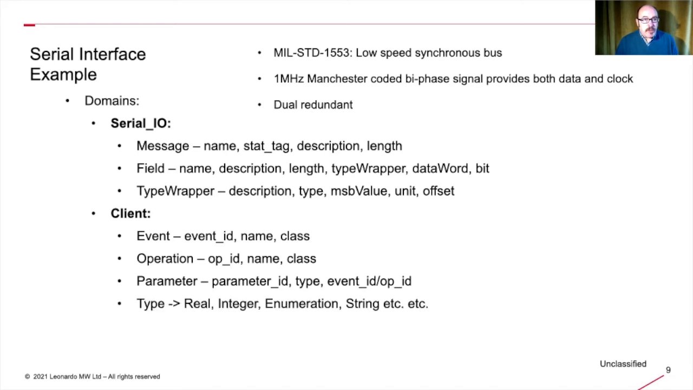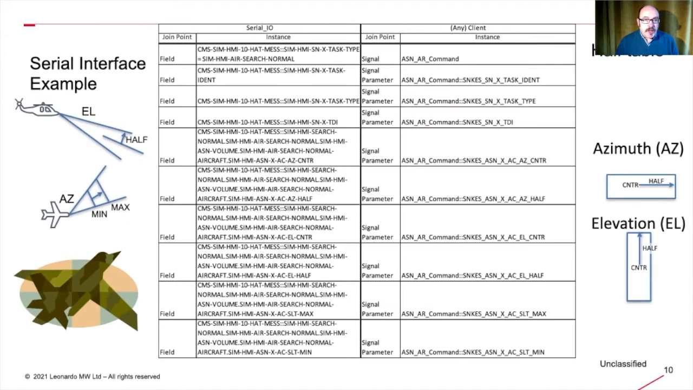So here's an example of what the half table looks like. Just to give you a little bit of background here, elevation and azimuth are values that are used to point at a particular part of the sky when you've got an aircraft referenced search command. So the command here that we're talking about is an instruction to a radar to search a particular area of the sky. So the azimuth value tells you whether you're looking to port or starboard. The elevation value tells you whether you're looking up, down, or straight ahead.